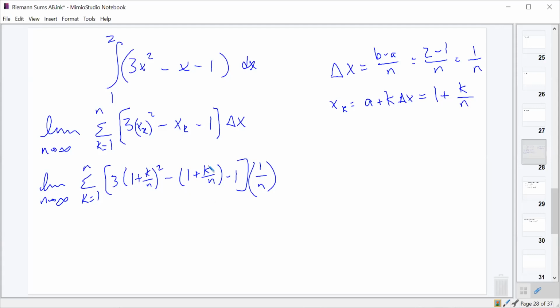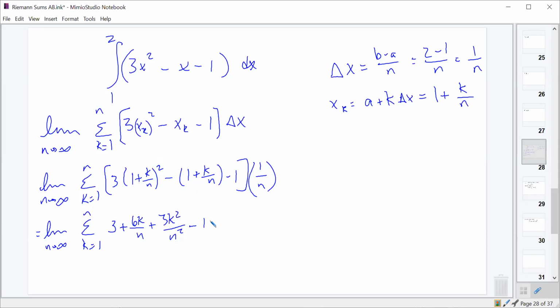All right. Then we'll do all the distributing. So this becomes a limit as n approaches infinity of the sum from k equals 1 to n. And so 1 plus k over n starts out with a 1 when I distribute that out, when I square it. And so that 3 is going to get multiplied by a 1, so that'll be 3. And then I'm going to have a 2k over n in there, which will become a 6k over n when I multiply it by the 3. And a k squared over n squared, which will become a 3k squared over n squared.